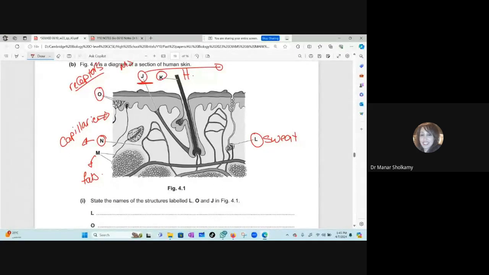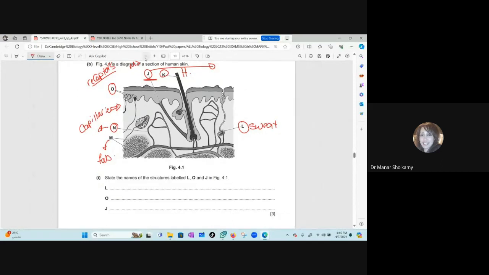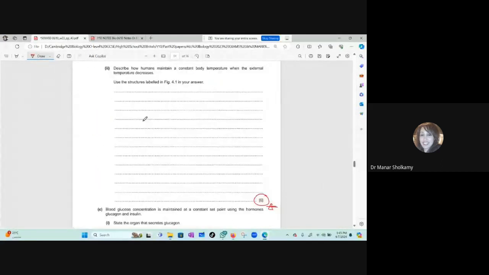They want you to refer. So this is how you will answer it. I want to show you. You will go to this question and you will write every single letter and its name and what it will do so that your body temperature keeps warm in the cold temperature. So J, for example: J is the erector pili muscle. What does it do? It will contract, like you said.